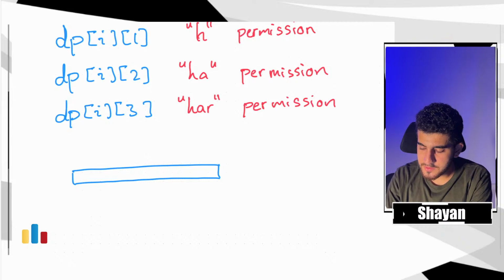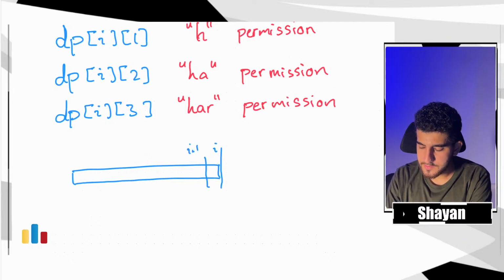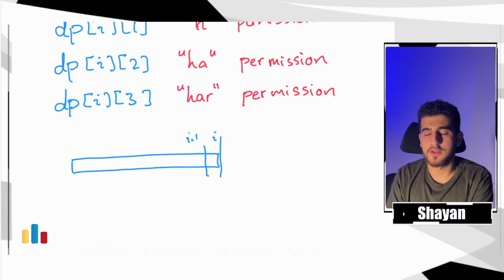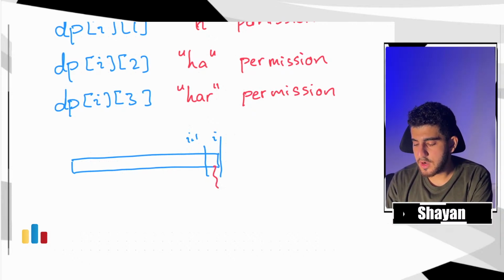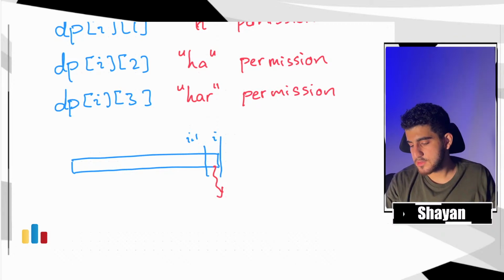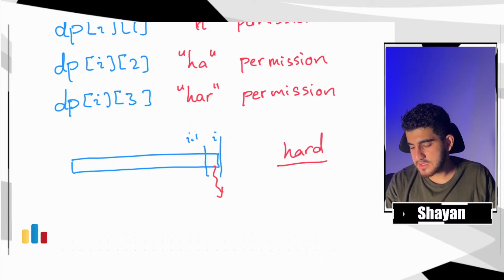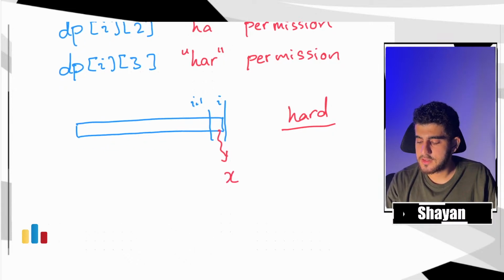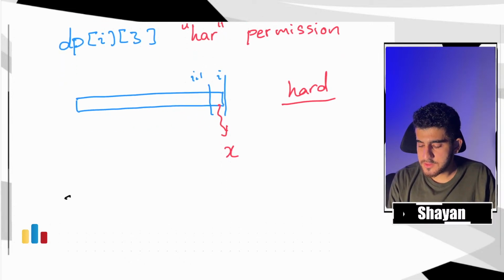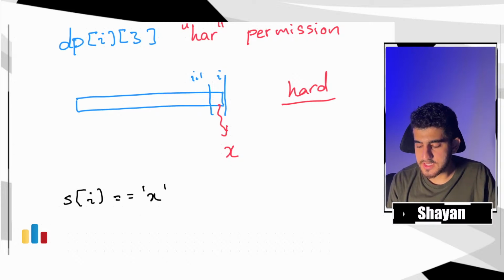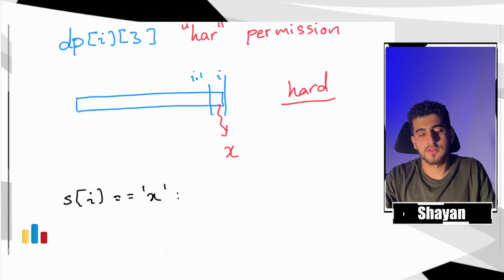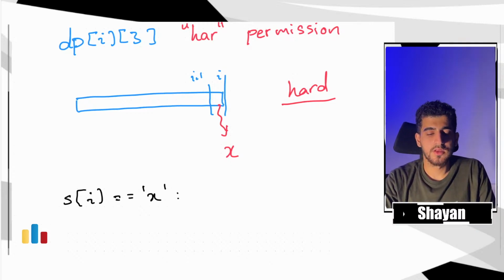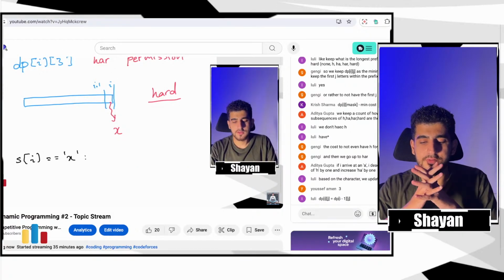Assume that you have DP of I minus 1 and everything. Now you want to find DP of I. There are several cases for I. For example, first assume that S of I is a character that is not in HARD, a character that has no relationship with HARD. For example, this S of I is X. What do you do if S of I is X? How can we calculate our DPs if S of I is X?